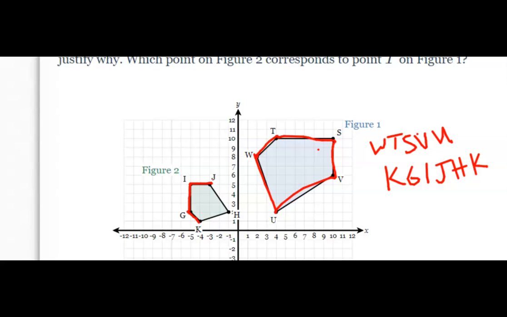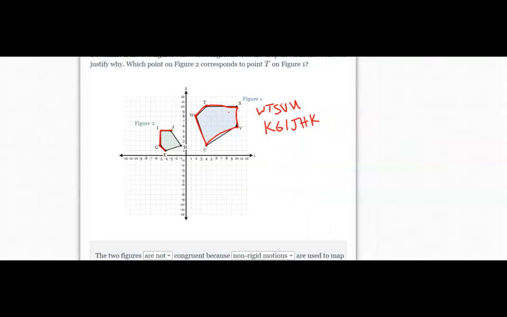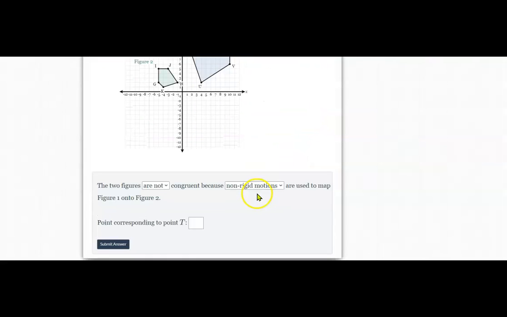Which point corresponds to T? Well, T is second in this list, and G is second in that list, so that's how we can match that up. So T matches to G.